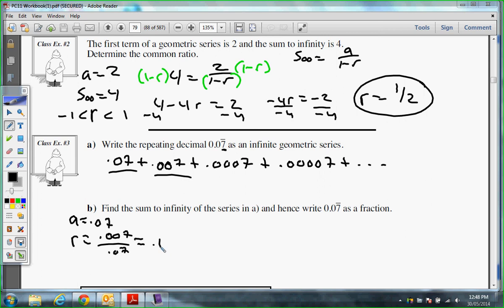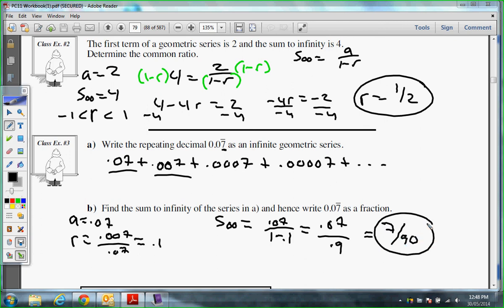Now we have everything we need. So the sum of the infinite series is going to be 0.07 over 1 minus 0.1, which is 0.07 over 0.9. And you simplify that, that is going to be 7 over 90. That's the fraction. So if you put 7 over 90 in your calculator, it's 0.07 repeating. So I think that's kind of neat. But I guess I'm a weirdo math guy.